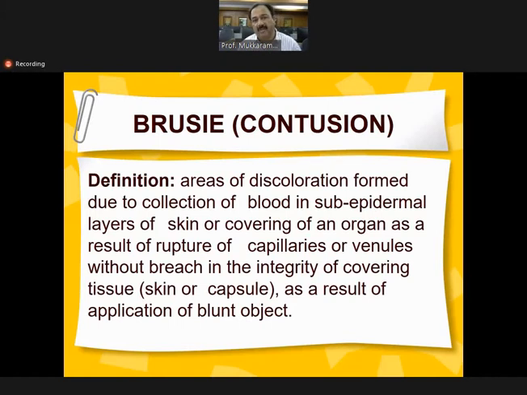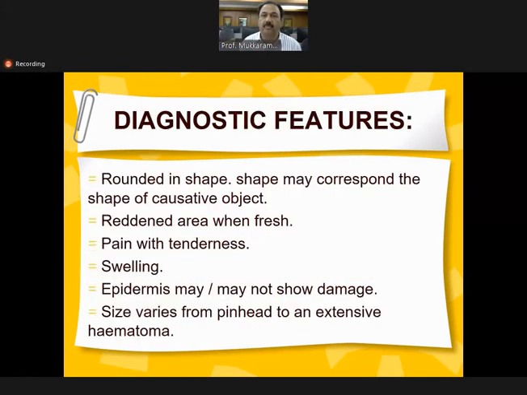When you give a punch to someone and the bruise appears, this is called a superficial bruise. It is an extravasation of blood from the capillary due to blunt trauma, like a punch, a kick, or a fist. Bruise in Urdu we call neel and in Arabic we call kadma.